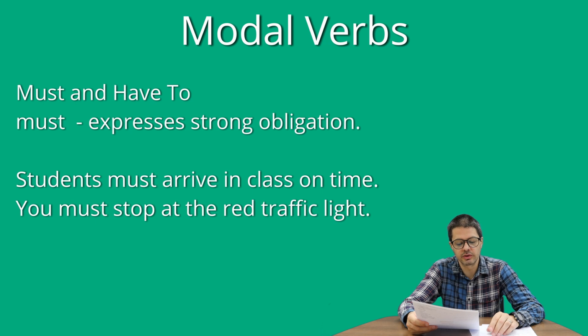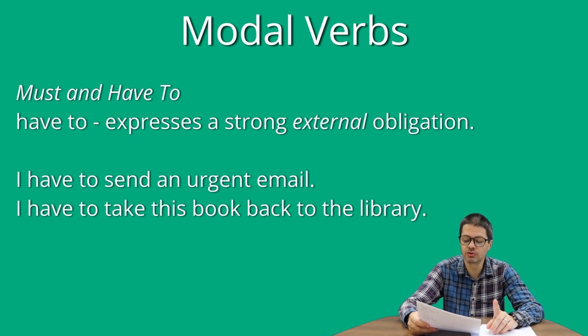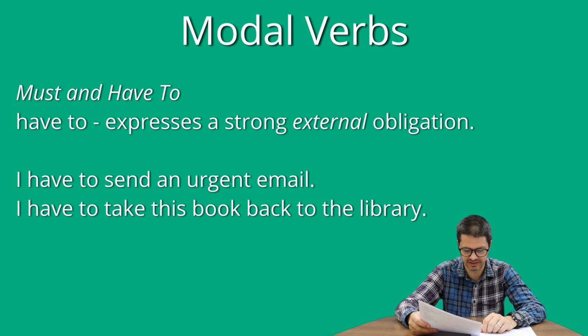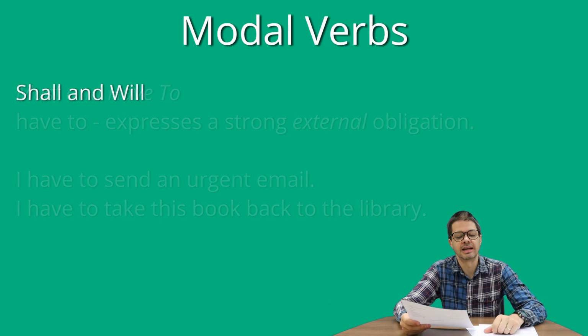We also use must to express strong obligation. Students must arrive in class on time. You must stop at the red traffic light. I must go to bed. All right. Now have to, similarly to must, have to is used to express strong obligation. But when we use have to, there is usually a sense of external obligation. For example, I have to send an urgent email because it's external obligation. Someone else is requiring it. I have to take this book back to the library. It's overdue.